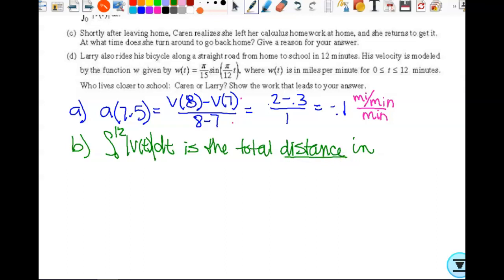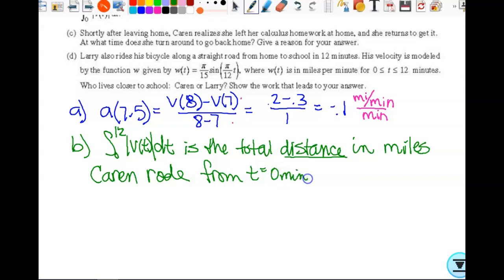Distance in miles. Karen rode from t equals 0 minutes to t equals 12 minutes. Make sure that you always include your units, your time, your distance if it's there.